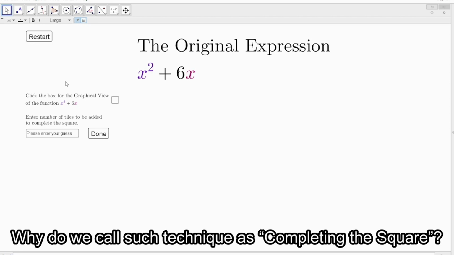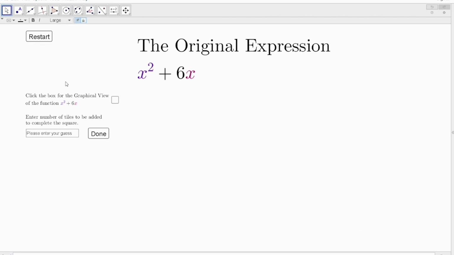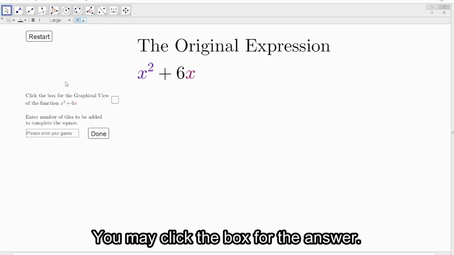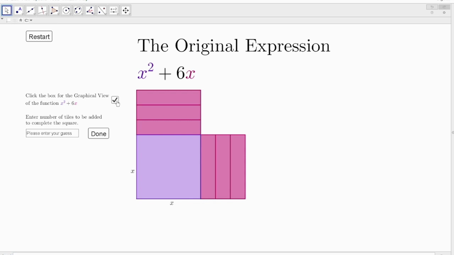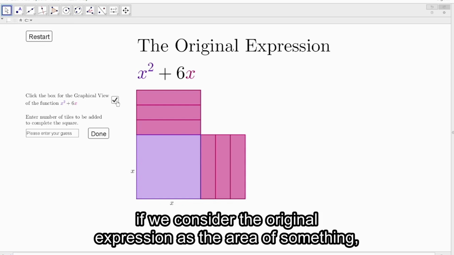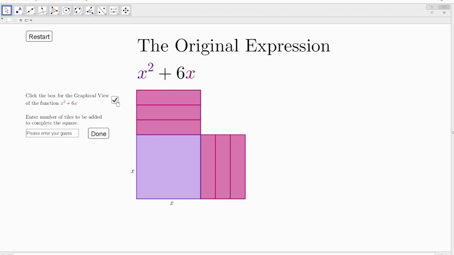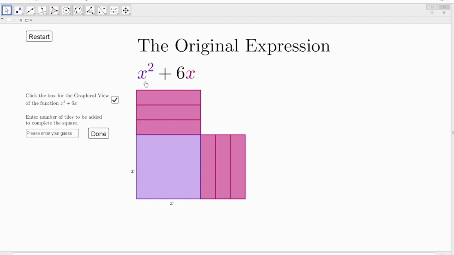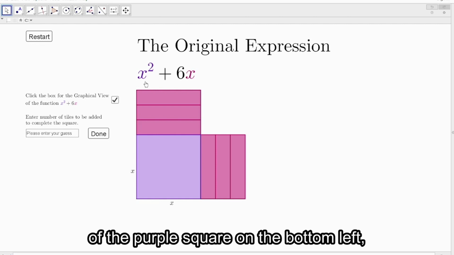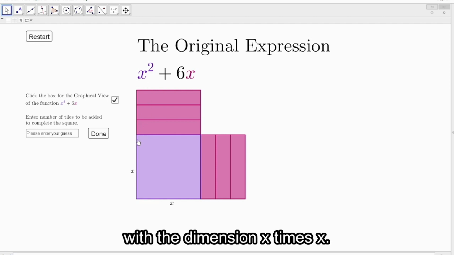Why do we call such technique as completing the square? You may click the box for the answer. As you can see, if we consider the original expressions as the area of something, then x squared could be the area of the purple square on the bottom left, with the dimension x times x.